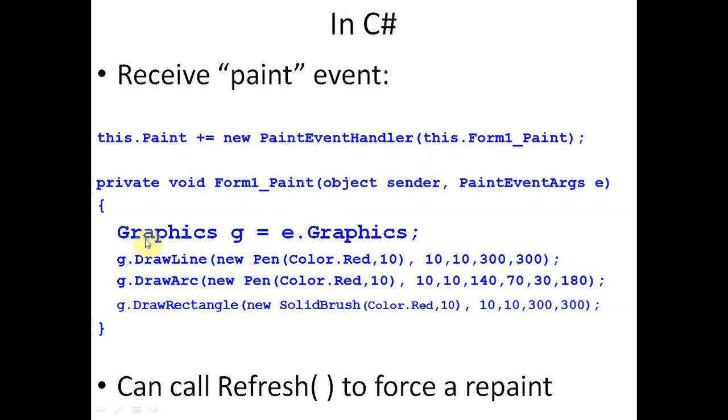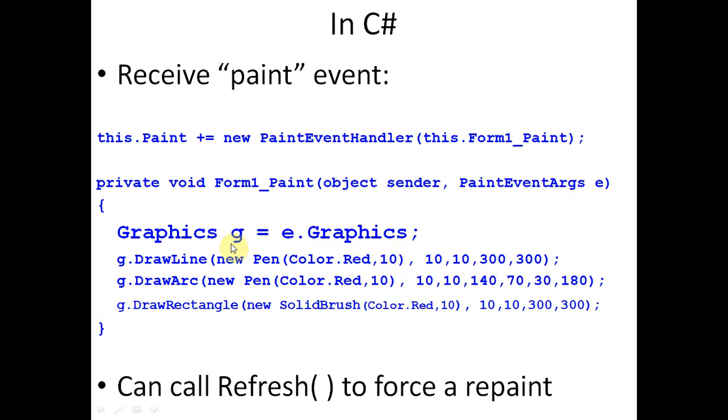So we have Graphics g, the predefined class Graphics, and its object is g, equal to e.Graphics. Here e is the object of PaintEventArgs, which we have written here. So e is the object of PaintEventArgs, and we write this statement e.Graphics.